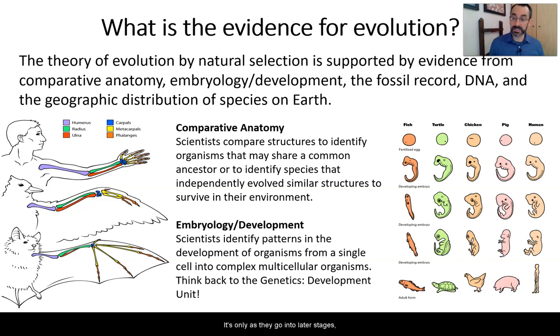It's only as they go into later stages, as they develop from an egg to an adult, that they start looking different. So this suggests that they all have a common ancestor, because especially early on in the development, they have to go through a lot of the same steps to go from a single fertilized egg, a single cell, to the millions and billions of cells that make up the adult organism.